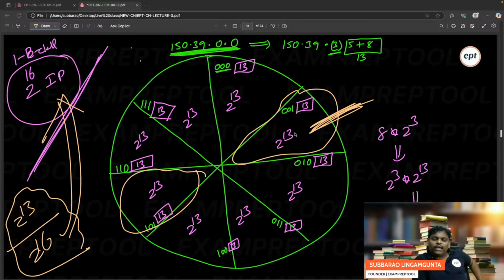Starting, you have doubts. I can understand. 8 people to represent, 8 can be written as 2 cube, so 3 bits are required. Initially doubts will be there for everyone.